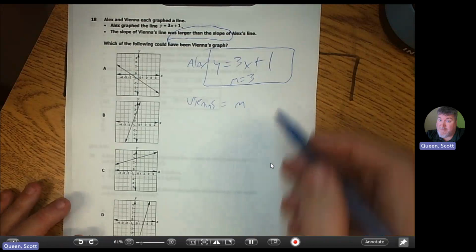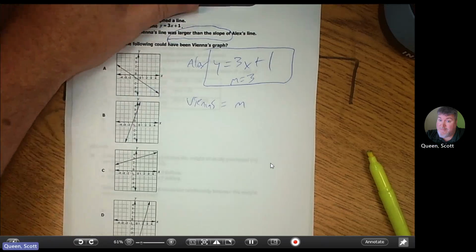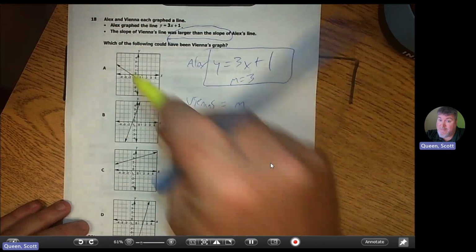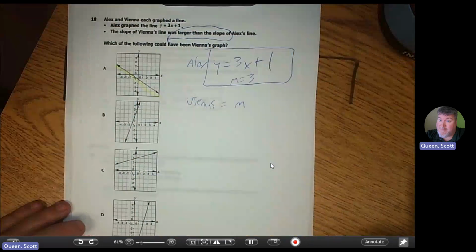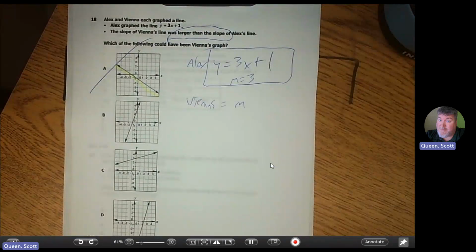So what can I eliminate just looking at my answers A, B, C, D right now? Why? Y'all see this one right here? We got a negative right here. Is a negative 1,000 going to be bigger than 3? Gone, okay?